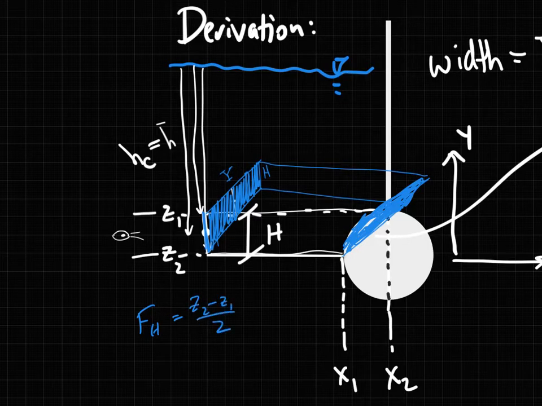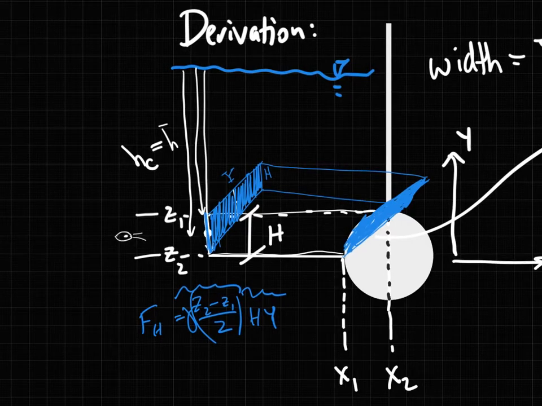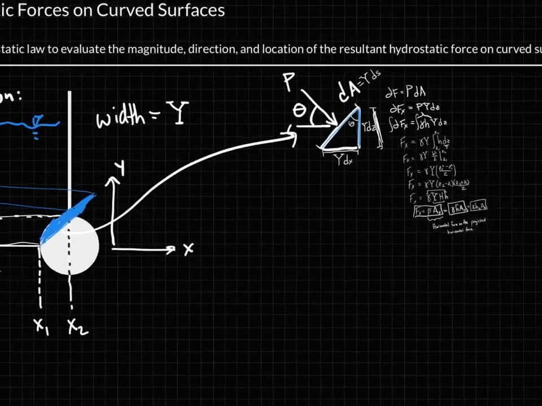That's the centroid, right? And then gamma times the depth of the centroid times the area, H times Y. That's a lot easier than integrating whatever's going on with this curve. So it's pretty cool. Pressure at the centroid times the area over which it's acting. And hopefully we can come up with something nice and clean like that for the vertical.